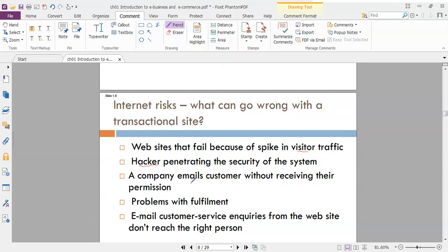So next, what is the internet risk? The company emails customers without receiving their permission. The viral thing right now: the banking system emails customers to change password, change handphone number, whatsoever. That is the security system that is lacking. The online business lacks a security system.